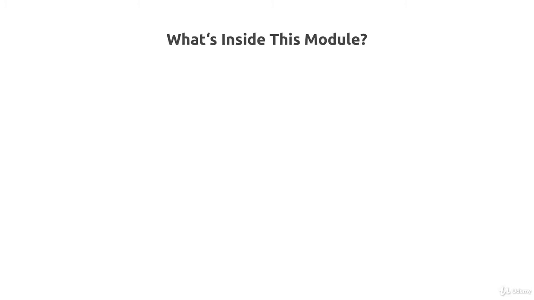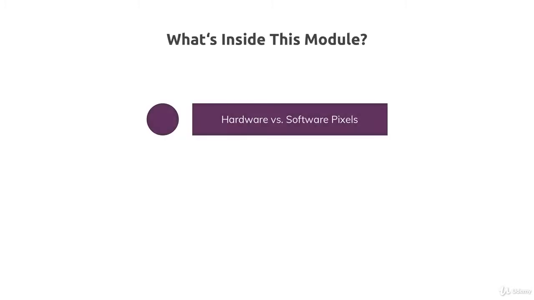So in this module, we will have a look at the difference between hardware and software pixels, because there is an important core concept behind it, which we need to understand to ensure that our website scales correctly to a desktop or a mobile device.